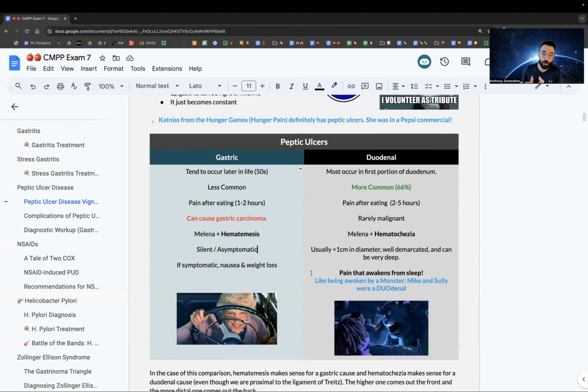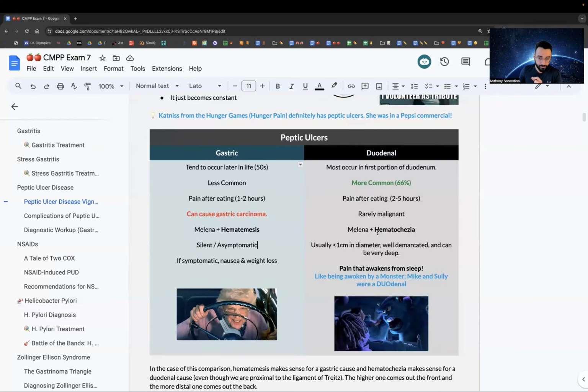Okay. For duodenal, you're going to get melena as well, but you're going to get hematochezia. The way I think about this is because the duodenum is distal from the gastric tract, like everything's going to be coming out the back end. But for gastric, you are going to have some blood coming out through the mouth as well in the emesis. So that's just kind of how I think of that. Duodenal is going to be more common.